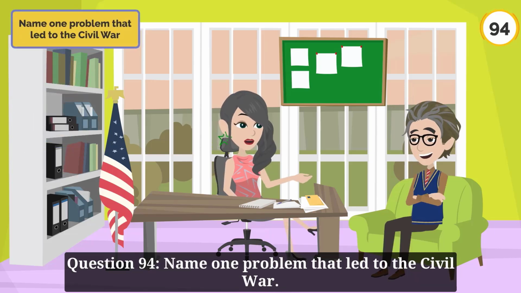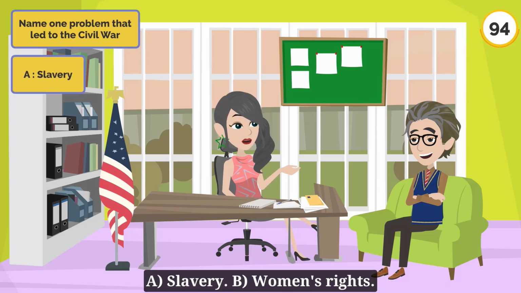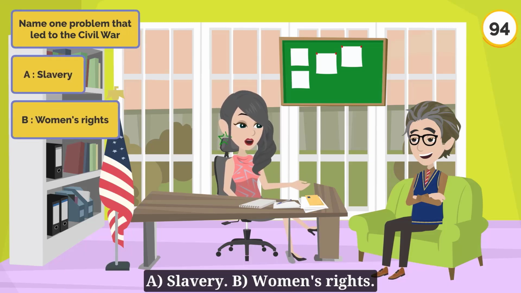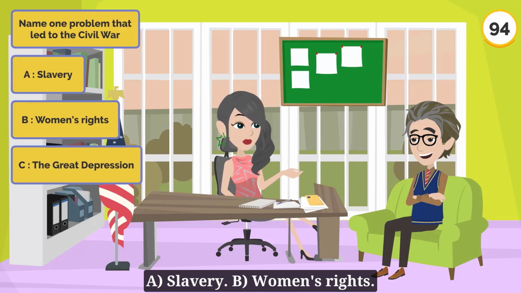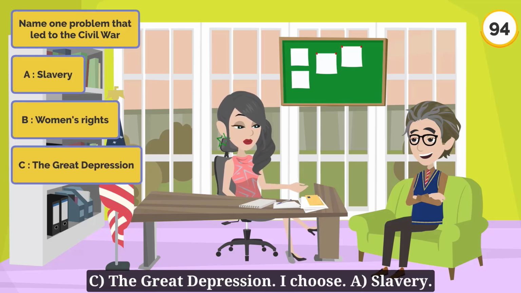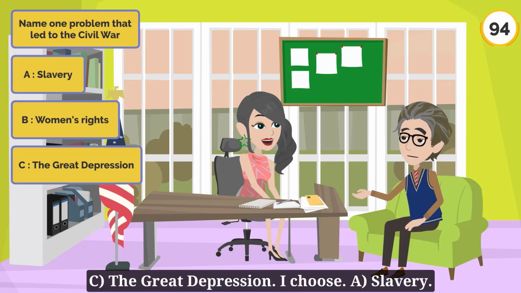Question 94. Name 1 problem that led to the Civil War. A. Slavery. B. Women's rights. C. The Great Depression. I choose A.